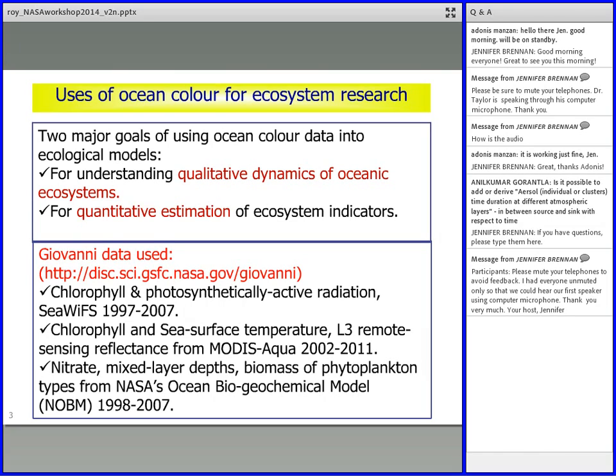I have used the chlorophyll and PAR, photosynthetically active radiation, from SeaWiFS from 1997 to 2007. I've also used chlorophyll and sea surface temperature and level 3 remote sensing reflectance data from MODIS Aqua for the period 2002 to 2011. I have also used the output from NASA's Ocean Biogeochemical Model, NOBM, and in particular I used the output on nitrate concentration, mixed layer depths, and biomass of phytoplankton functional types for the period of 1998 to 2007.